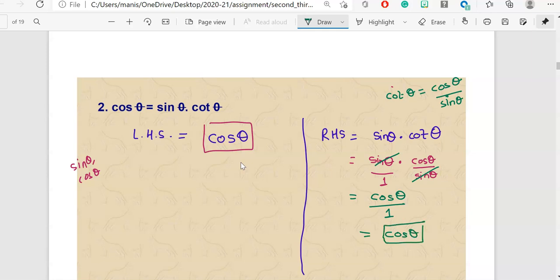Now, ask this question from yourself. Do you think both of these are the same? Yes, so it is what? Yes, it is an identity. Good job.